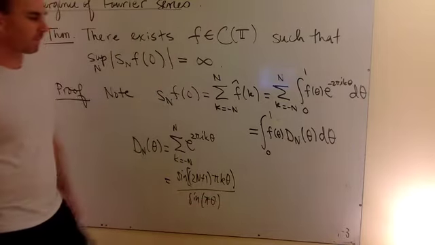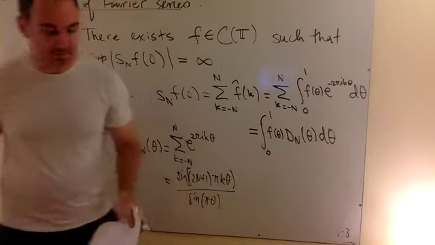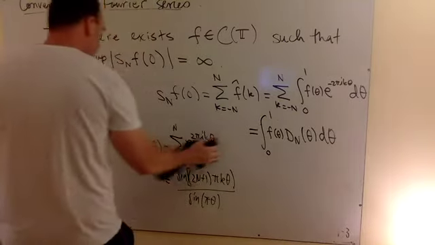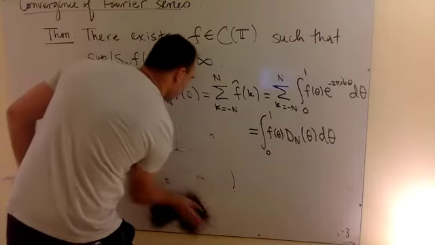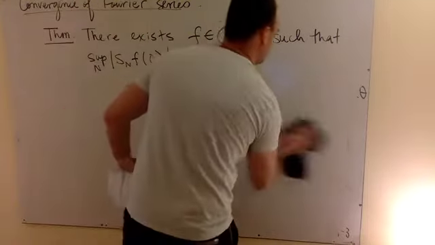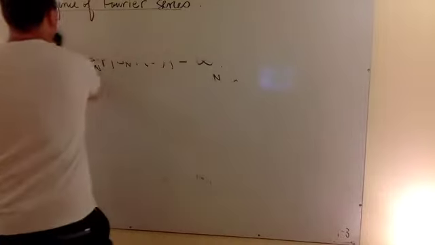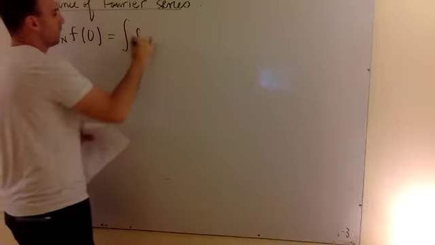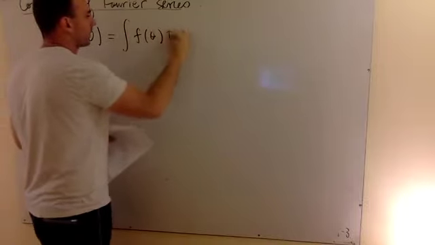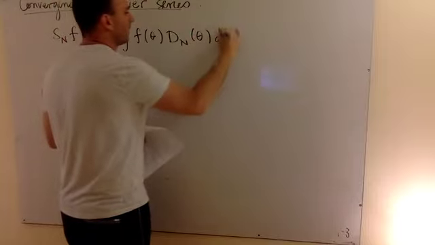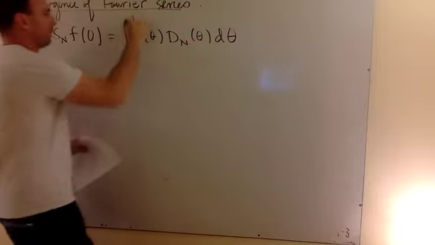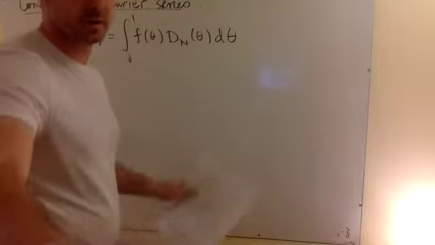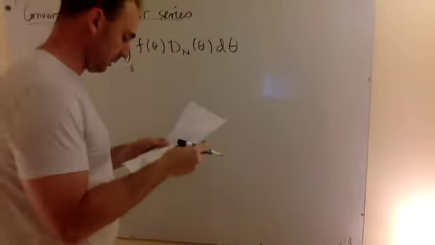Okay, but this is interesting. In other words, we've got this nice little formula. Let me write it here. So this is equal to the integral from 0 to 1 of f of theta D_n of theta d theta. And so this is kind of nice right here.